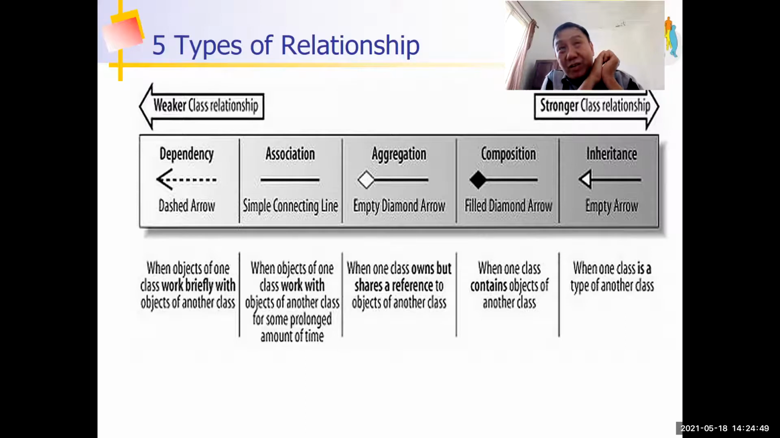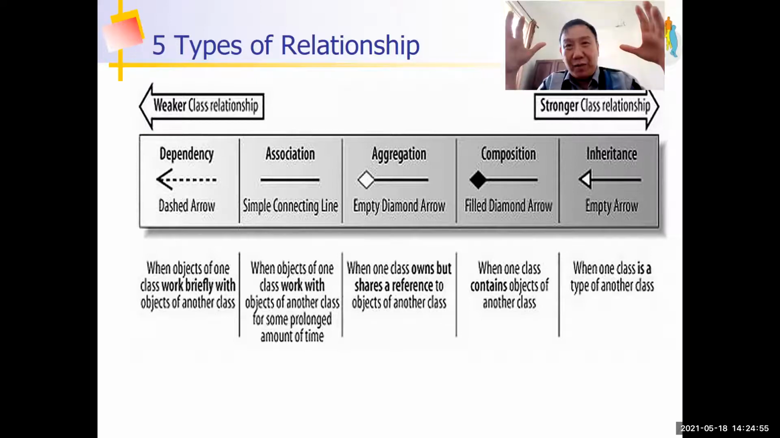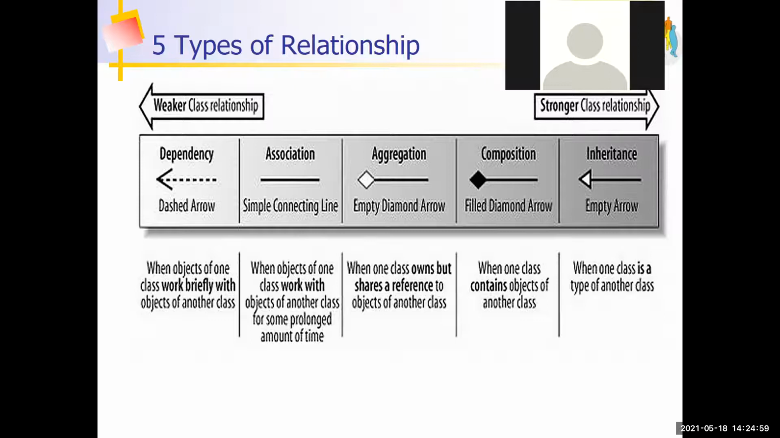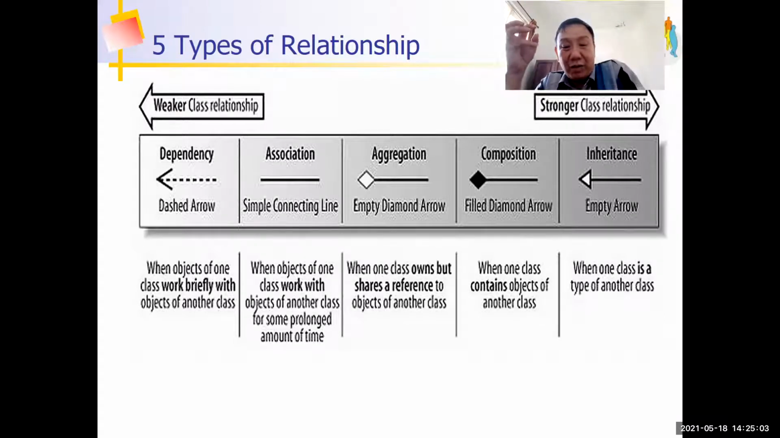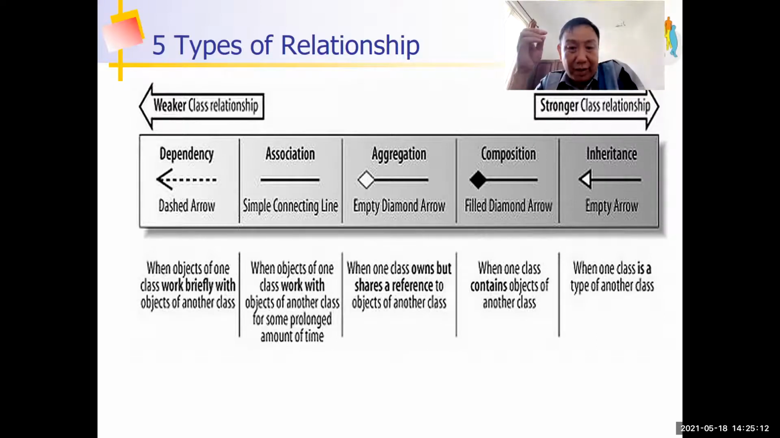A car consists of what? The body of the car, wheels, yes, the seat, and so on. So one object or one class contains objects or classes of another. Okay. So aggregation is when one class owns but shares a reference to another class.